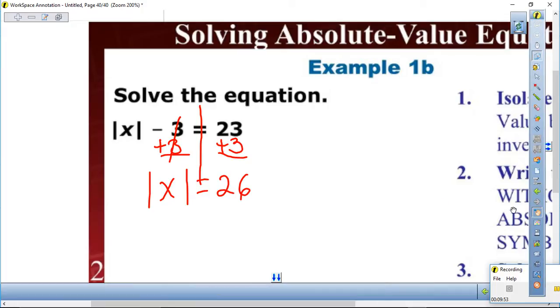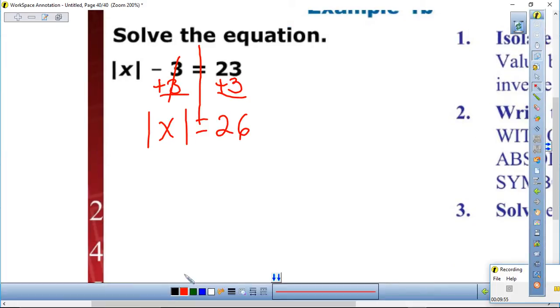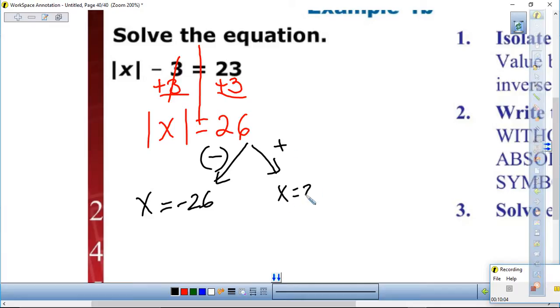Yes. So from there we write our two equations, one negative, that's negative 26 equals x, one positive, that's x equals 26. Our solution set is negative 26, comma 26.